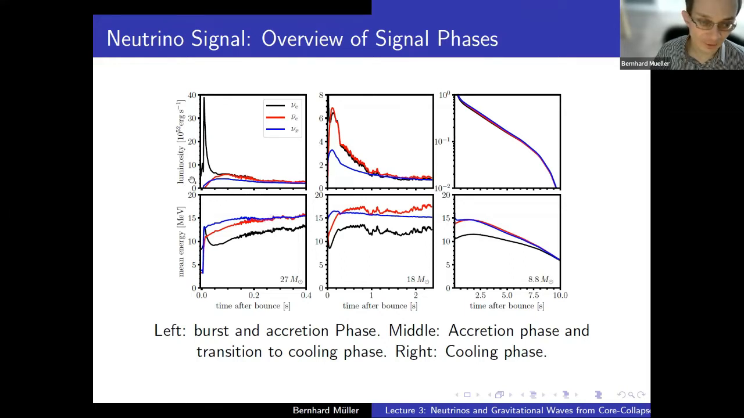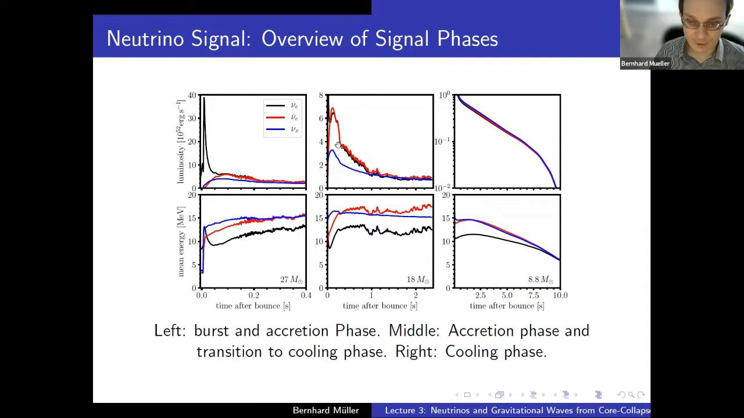What we see here is that we have this characteristic neutronisation burst, strong emission of electron neutrinos that I have already mentioned during the past 2 days. That dominates this early phase completely in terms of luminosity. Later on, the luminosities become more similar. We have somewhat higher nu E and nu E bar luminosities than nu X, nu mu, nu tau luminosities. In the later accretion phase, they may already become more similar.